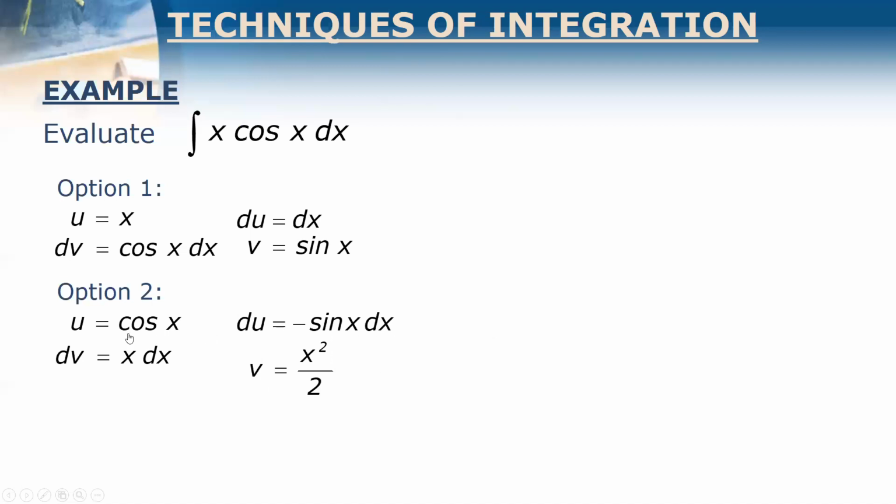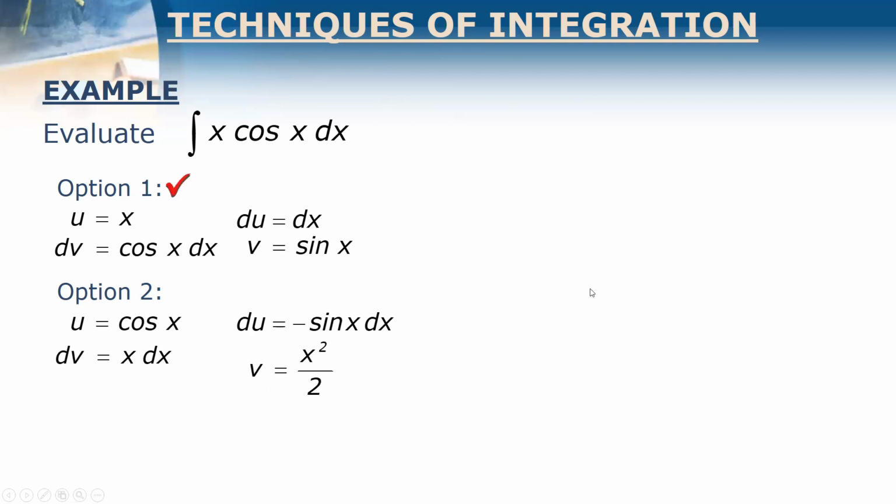But if you insist on using cosine x as your u, then the power of x will continue to increase. So, mas difficult na siya. Whereas option 1, integral of v du, integral of sine x dx, we have the formula there. We have the standard form. Therefore, we are going to use option 1.